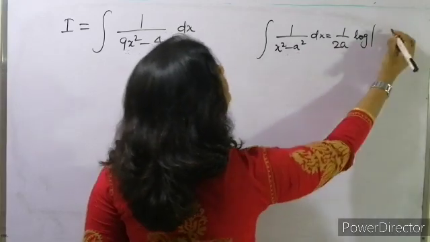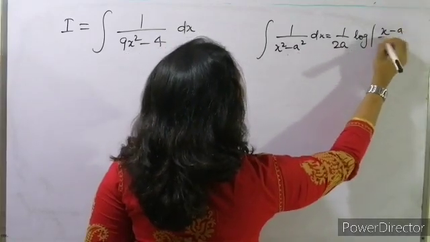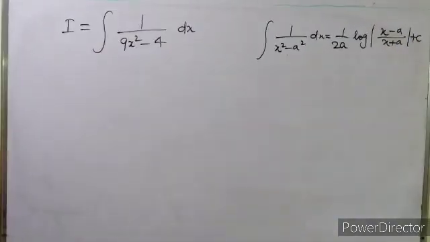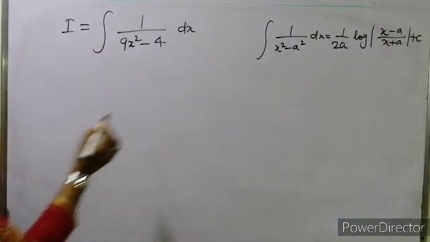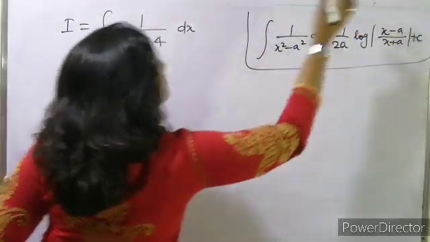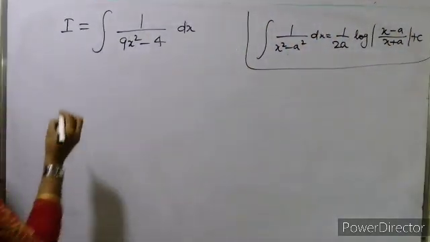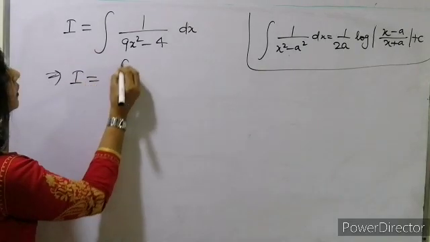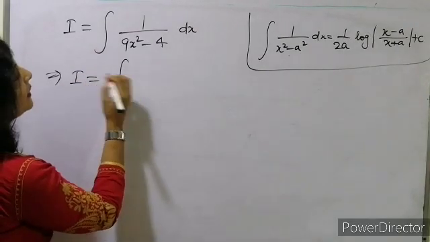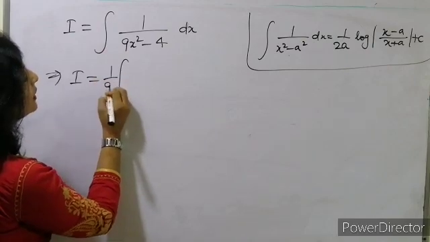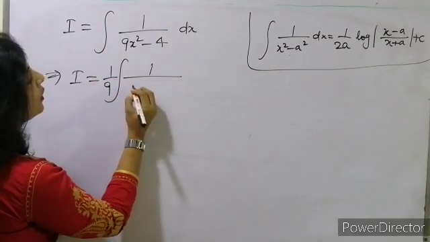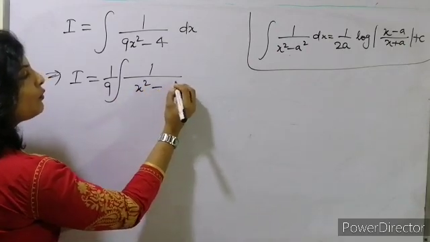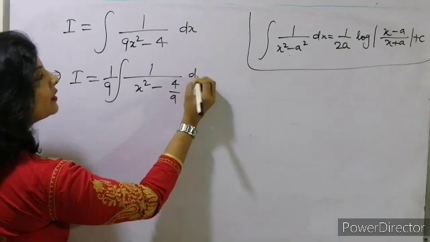Log of (x minus a) divided by (x plus a), this is the value we used to get, plus c. So now, based on this concept, we have to solve this sum. I is equal to 1 upon 9; we'll take 9 common. So we'll get x square minus 4 upon 9 dx.